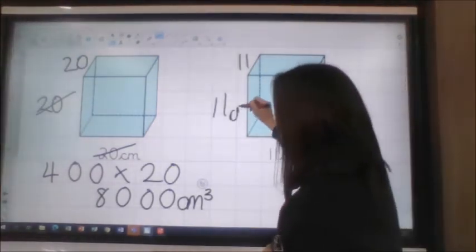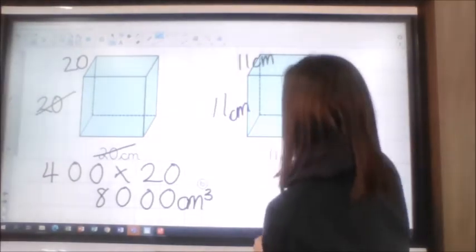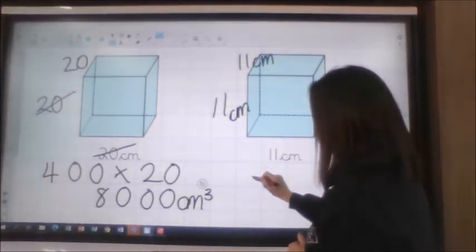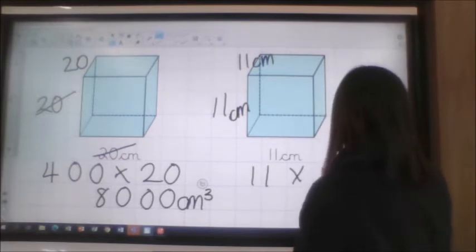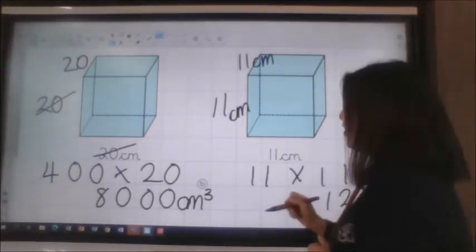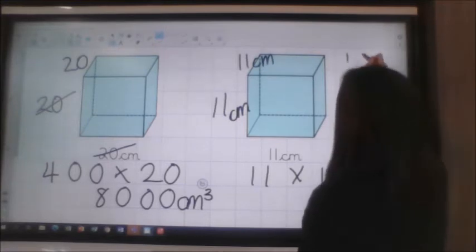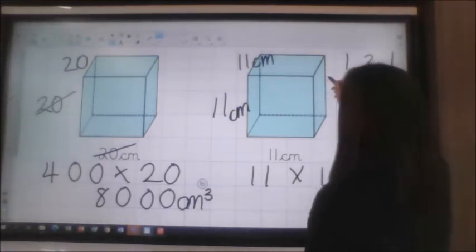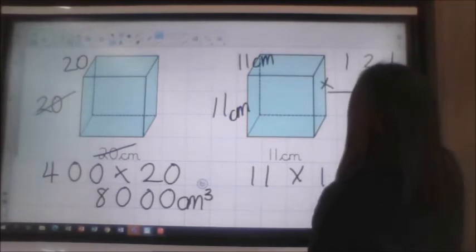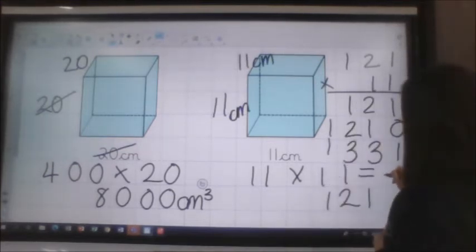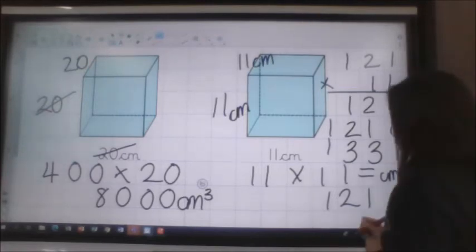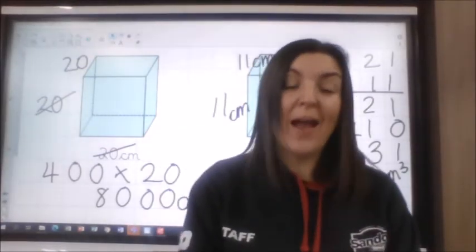Okay, so this one, so 11. So 11 times 11 is 121. Now I've got to multiply this by 11 now. I'm going to have to do a long multiplication. So I'm going to do one time, so that's all the same. 1,331 centimetres cubed.